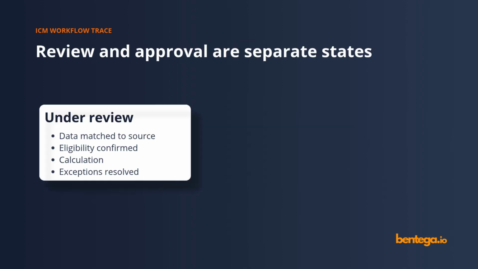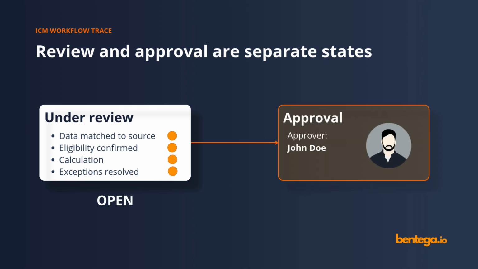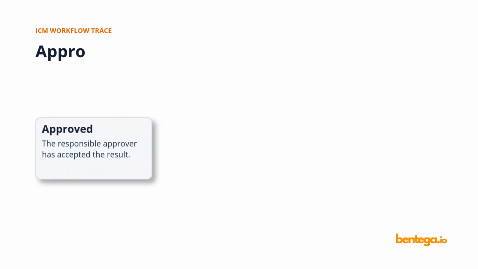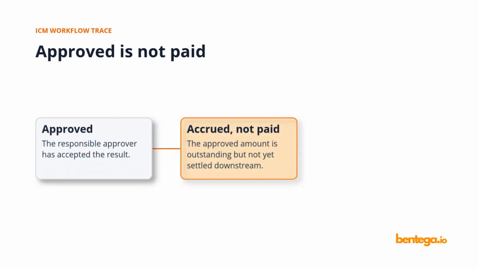During review, someone is still checking the data, eligibility, calculation or an exception. Approval means the responsible approver has accepted the result. These are different operating states. Treating them as the same makes it difficult for finance, HR, managers and employees to know which amount they can rely on. An approved amount may then become accrued, but not yet paid.